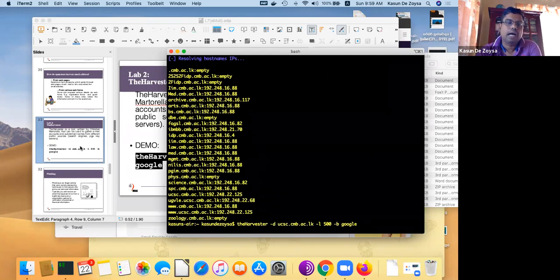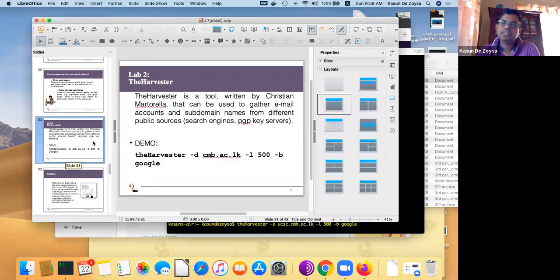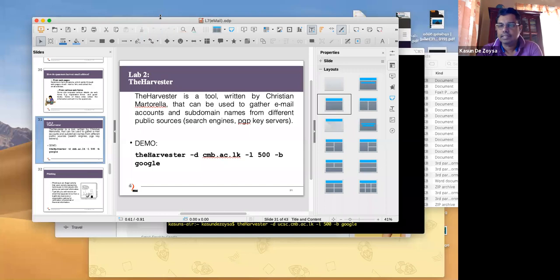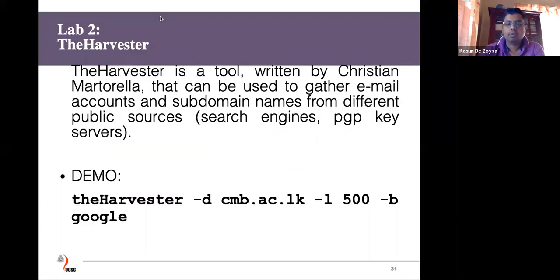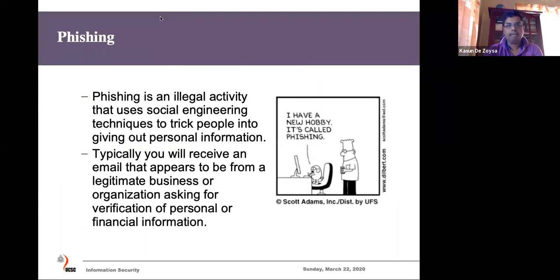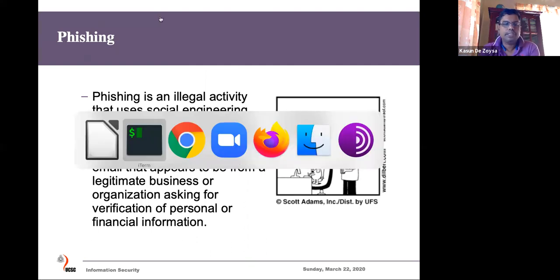Those are called harvesting programs. Using such tools, the spammers basically collect our email addresses. Because of that, you have to be careful. After collecting those email addresses, the most dangerous action some bad guys take is phishing. Maybe you know about phishing.